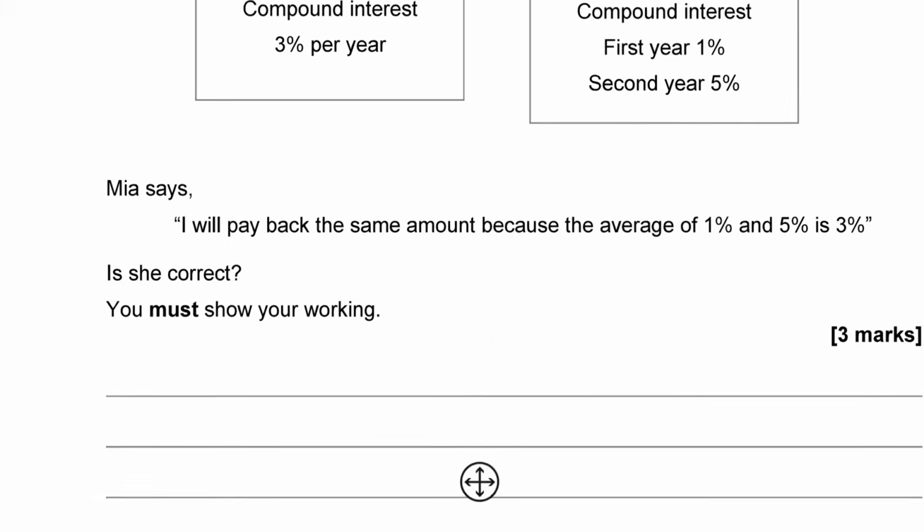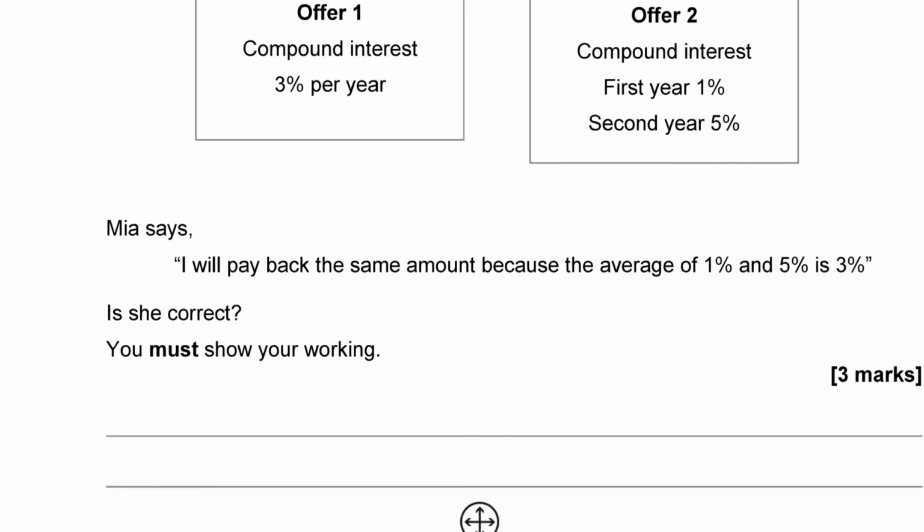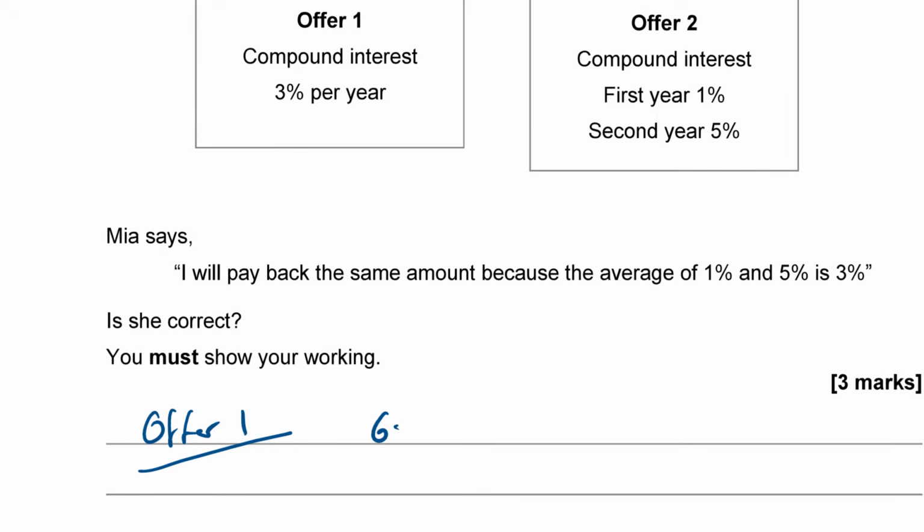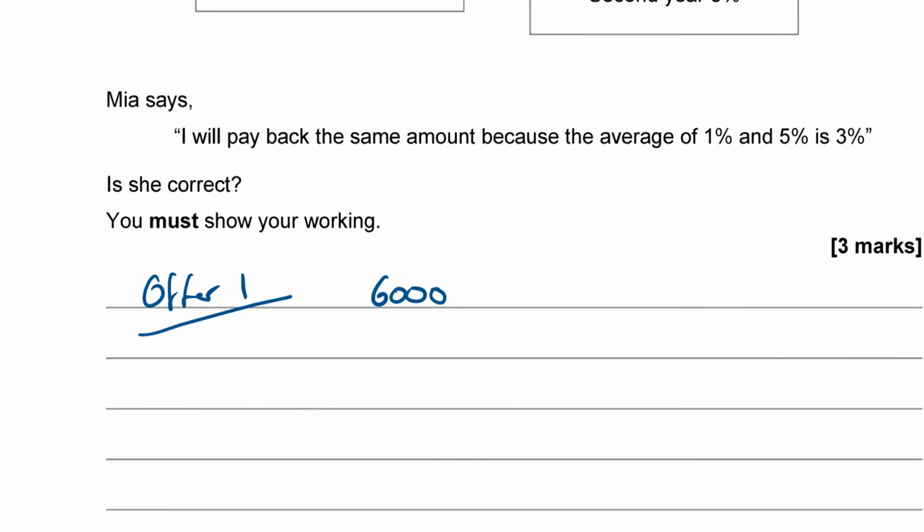Well, one way to find out is to do it. So let's see if we can work it out. Let's have a look at offer 1 first. Now, we want to do £6,000. When you're doing interest, I use a triangle, FOM: final, original, multiply. I'll put my finger on the thing I want to find. In this case, I want to find the final. I know the original and the multiplier. So the final is the thing I want to find.